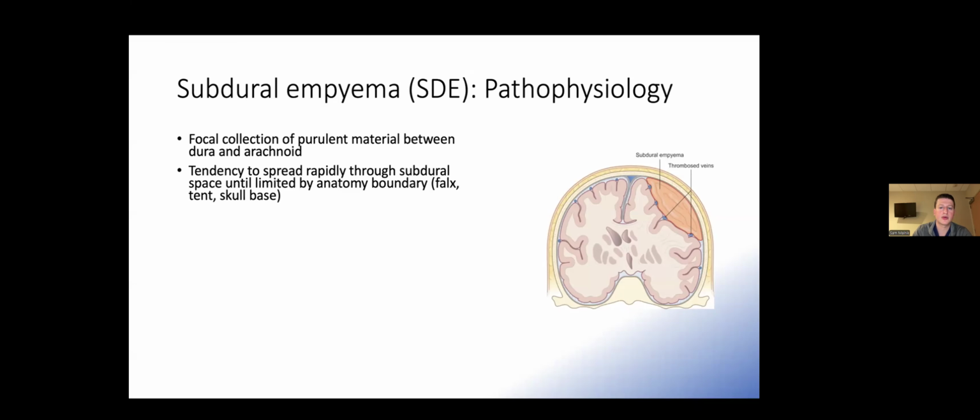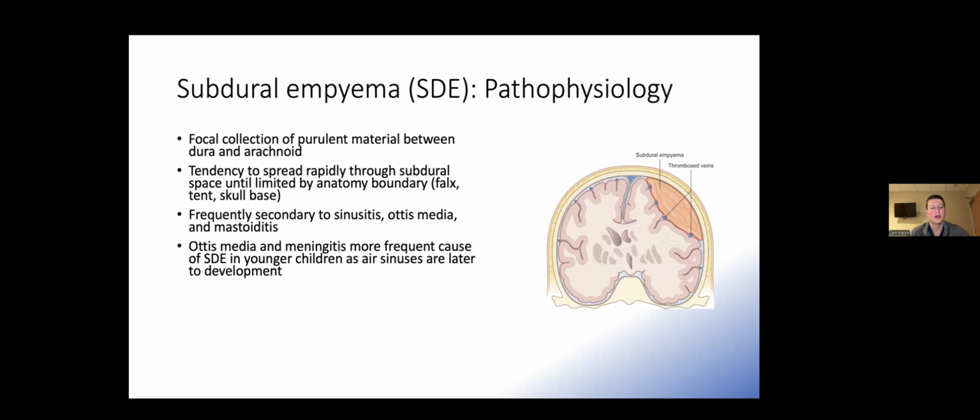It has a tendency to spread rapidly through the subdural space until limited by anatomic boundaries, such as the falx, the tentorium, and the skull base itself. Like bacterial meningitis, it's frequently secondary to conditions affecting the ENT realm, mainly sinusitis, otitis media, and mastoiditis, with the occurrence of otitis media in meningitis being more frequently the source of subdural empyema in younger children, as their sinuses have not pneumatized early in development.